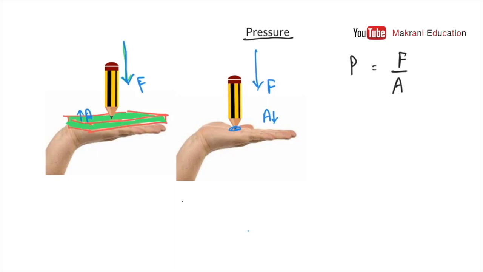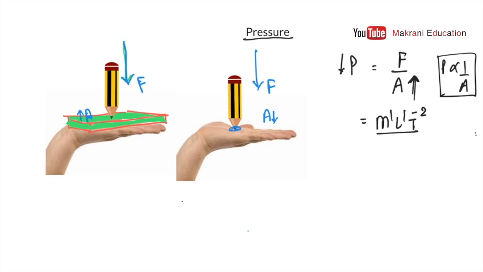Why have I written area in the denominator? Because if anything in the denominator increases, meaning if I increase area, my pressure decreases. So I can say that pressure is inversely proportional to area. That's why area should be in the denominator, not in multiplication. For the dimensional formula, the dimensional formula of force is M1 L1 T to the power minus 2, divided by the dimensional formula of area, that is L squared, and your answer will be M1 L minus 1 T to the power minus 2. So that is the dimensional formula of pressure.